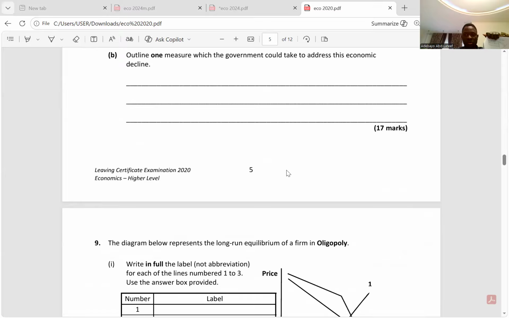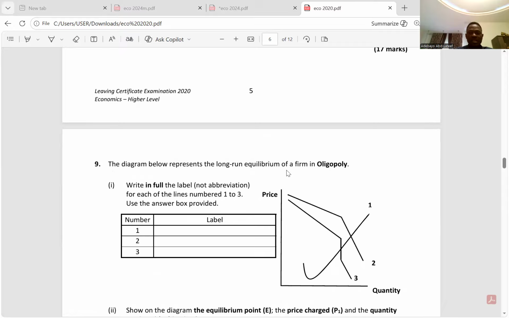I'm going to solve it through the app. This question 9, we have it. I'm going to solve that now. So for question 9, the question says, the diagram below represents the long-run equilibrium of a firm in oligopoly. Write in full the label, not abbreviations, for each of the lines numbered 1, 2, 3. Use the answer box provided. So we have the marginal cost, the MC, the AR, the MR.